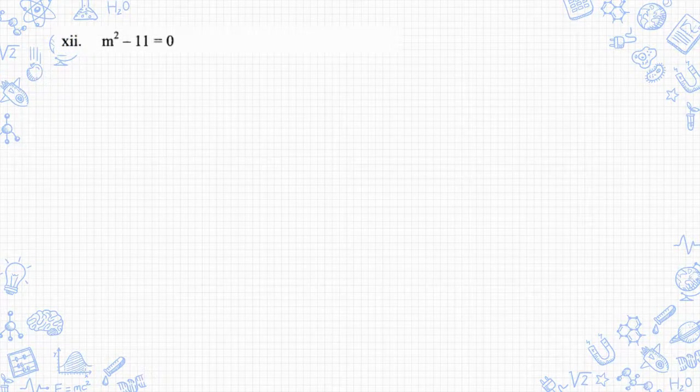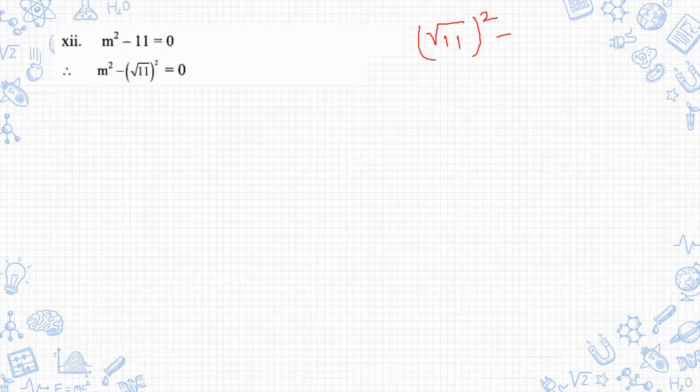We'll do one very easy sum. That's the 12th one. It is m squared minus 11 equal to 0. So here what we do is 11, we'll write it as square root of 11 squared. So if you take the square of the square root of 11, that will be 11 itself. So this 11, I'll replace it with square root 11 whole squared. Now here I can use the formula a square minus b square, and I can just expand it. So that will be a plus b, a minus b. So here you will have m plus root 11 into m minus root 11 equal to 0.